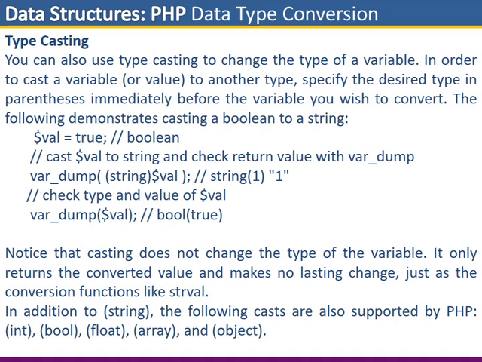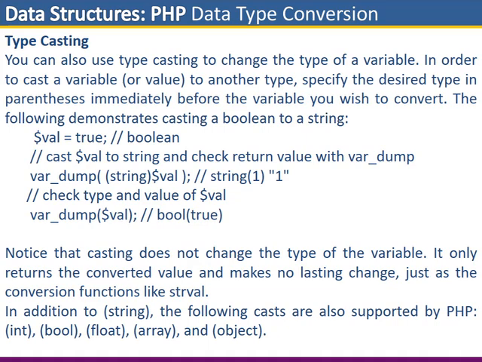So in order for us to cast a variable that is a value to another type, you specify the desired type in parentheses immediately before the variable you wish to convert. So let's see an example, by demonstrating casting a boolean to a string. We want to look at how to cast a boolean to a string.